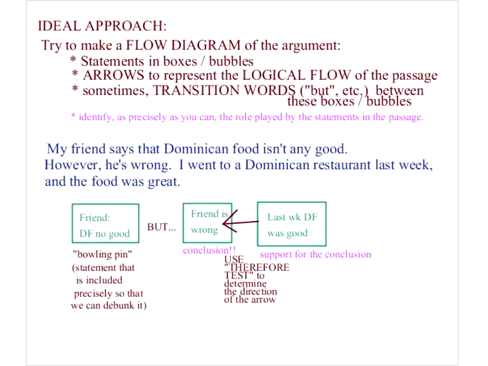Okay, so back to the matter at hand here. This is what a flow diagram looks like. And from that flow diagram, you have, this is a claim to be countered. This is my conclusion, and this is supporting evidence for that conclusion. All right, so once you do that, you can predict the role played by the statements in the passage.